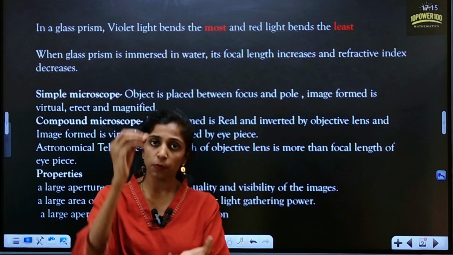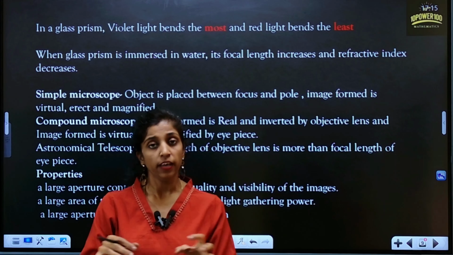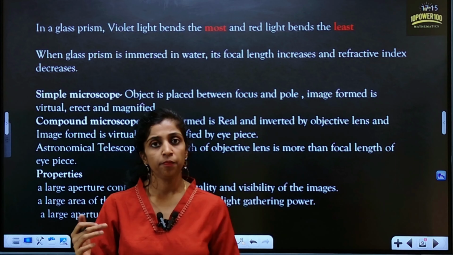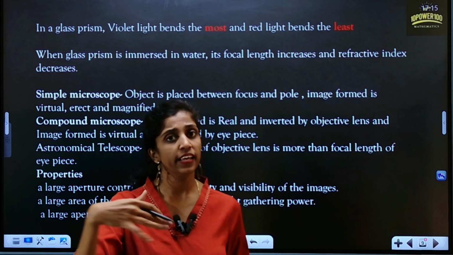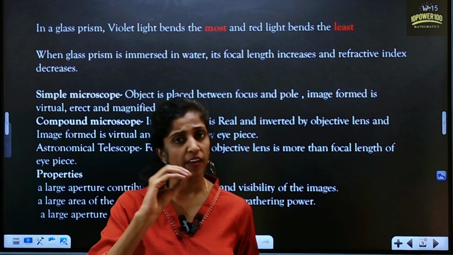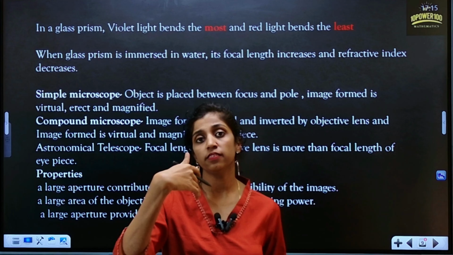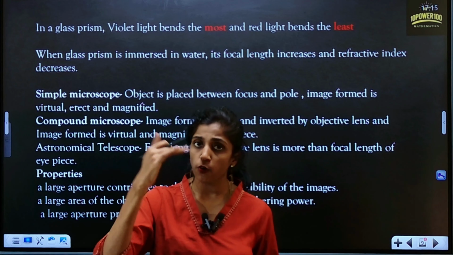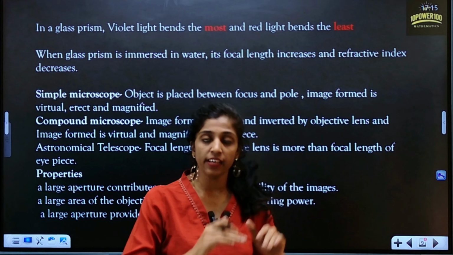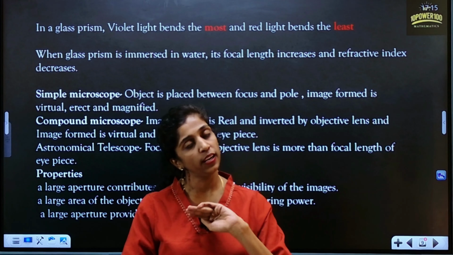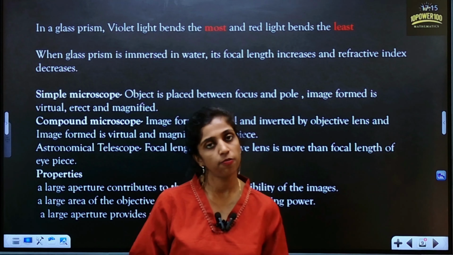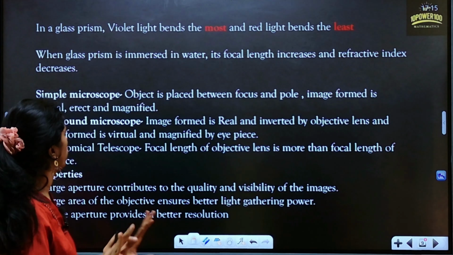Now, the same glass prism I'll immerse in water. So what happens to its focal length? Basically its focal length will increase. Remember this point, very important. When a glass prism is immersed in water, the focal length increases. If the focal length increases, the refractive index should decrease. Why? Because focal length is inversely proportional to refractive index. Please remember this point.